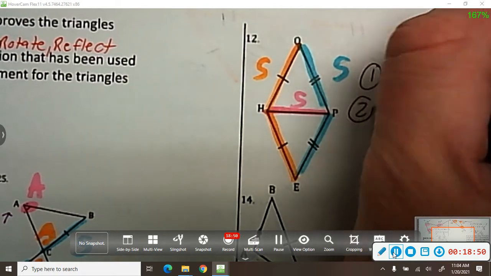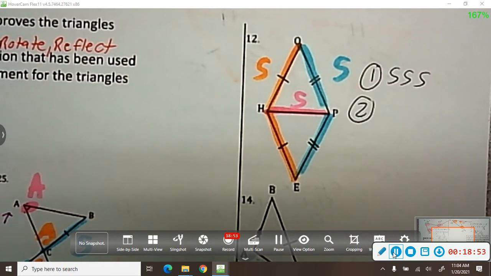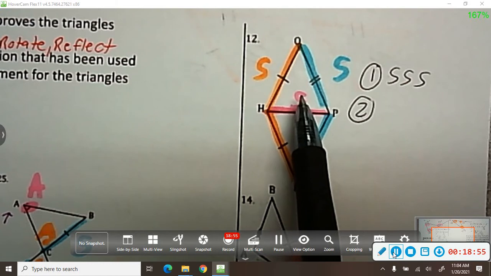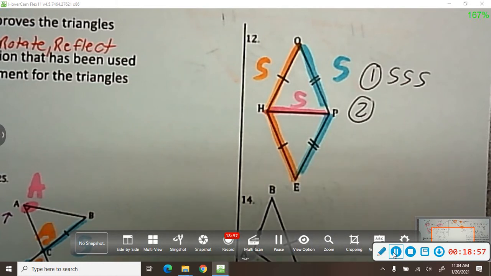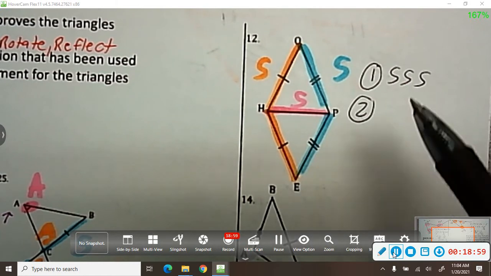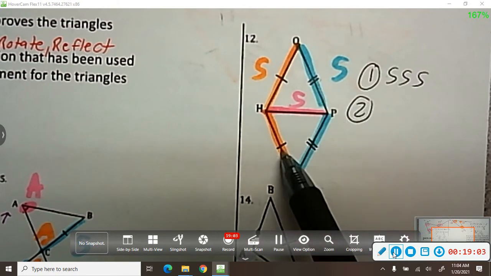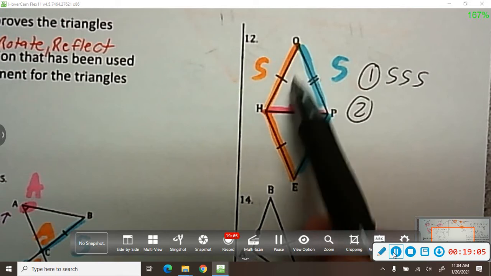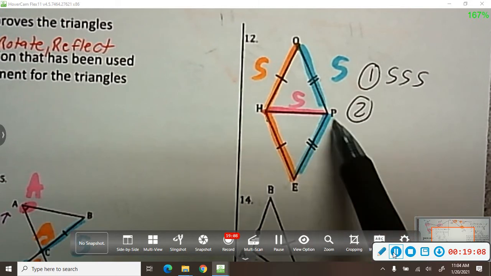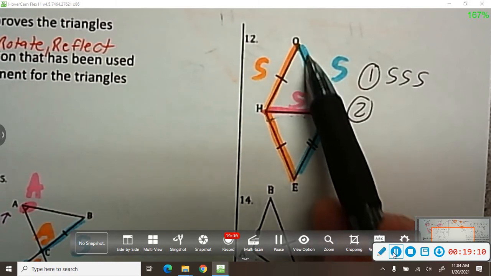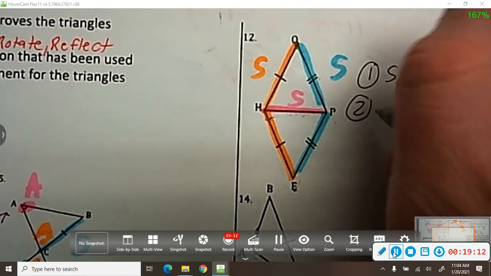Part 2, what rigid transformation is this? It can't be a translation because it wouldn't have turned or anything. And it's not a rotation because then this would be over here. So it's actually reflected. This is flipped over. The triangle on top is flipped over this line, making this and this the same. So this is a reflection.